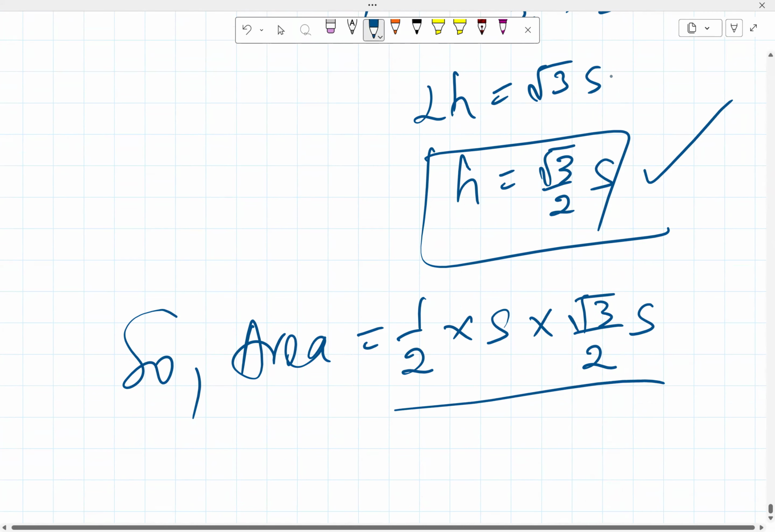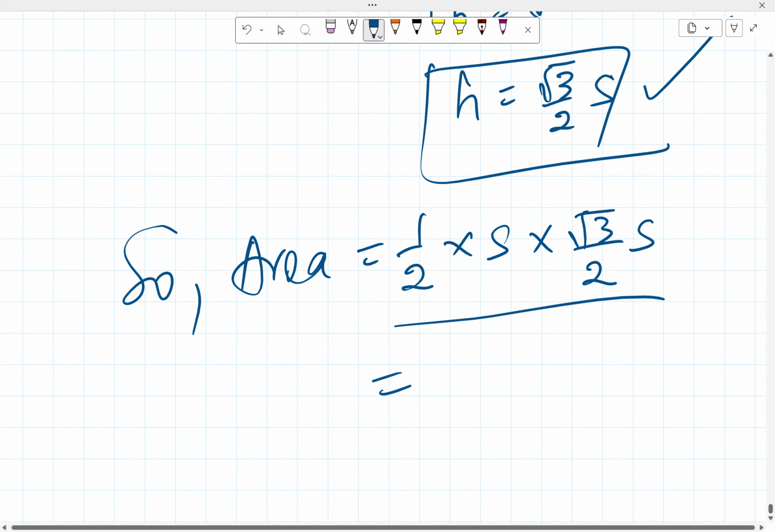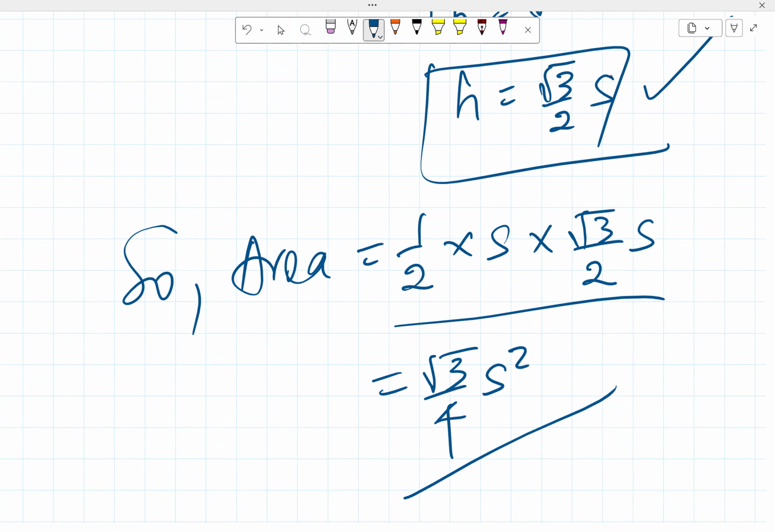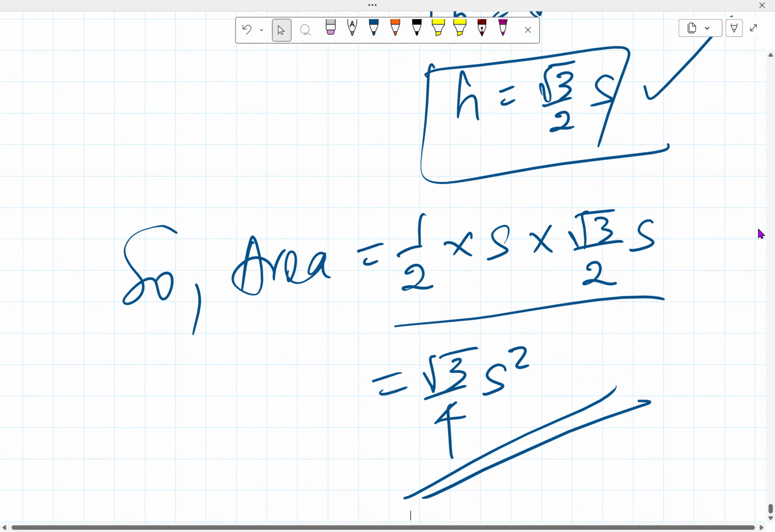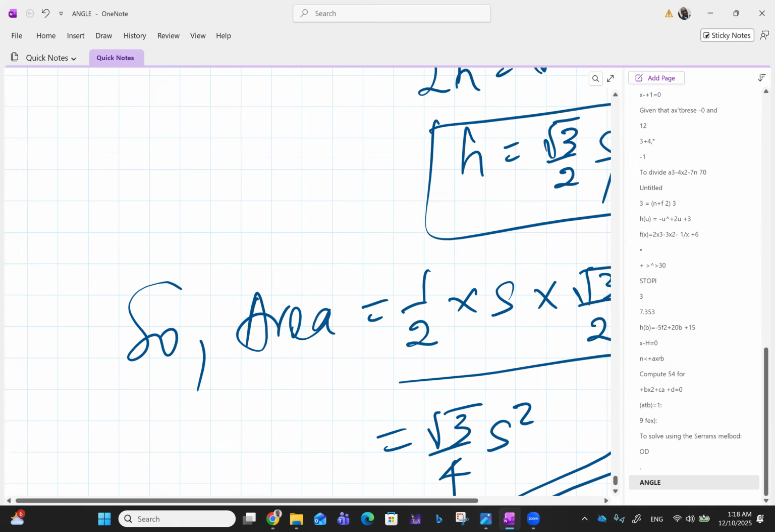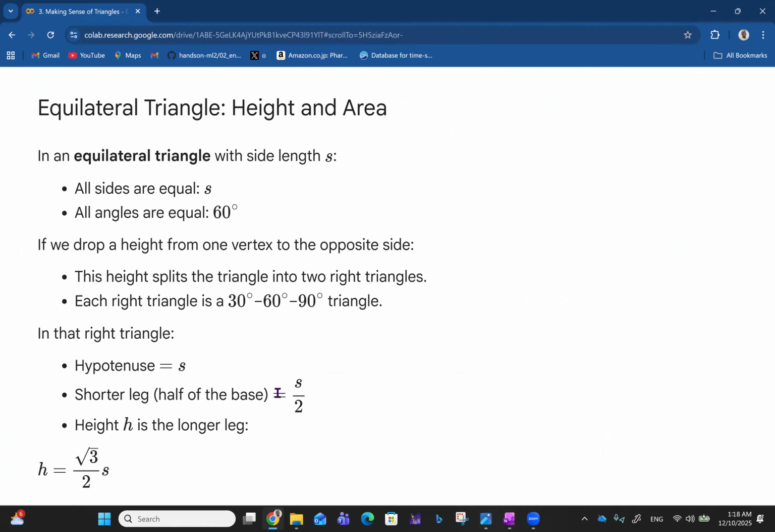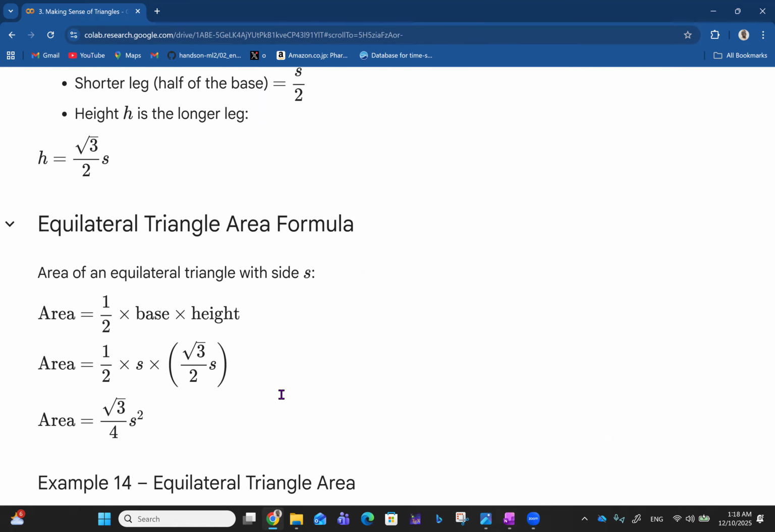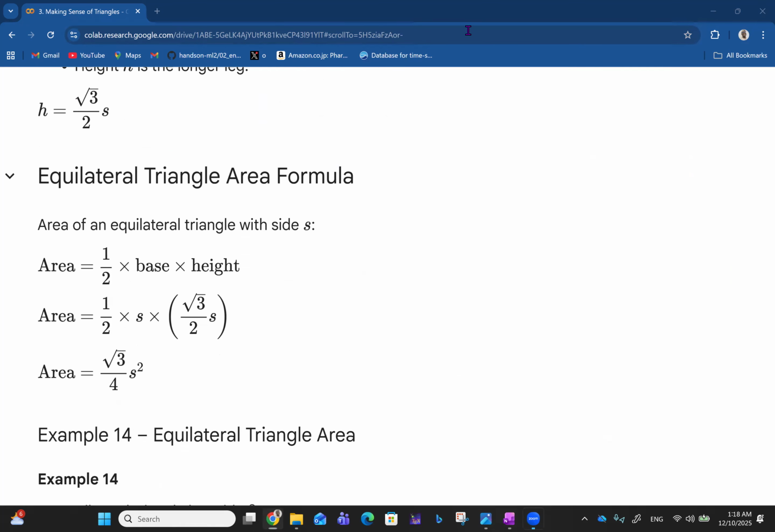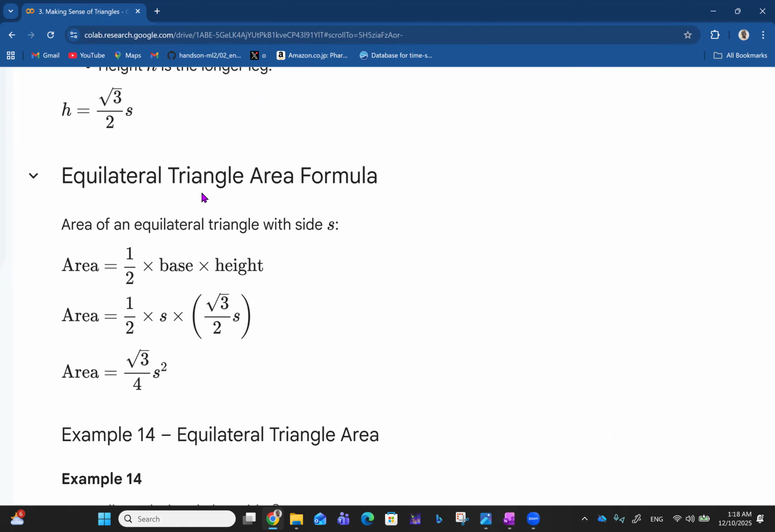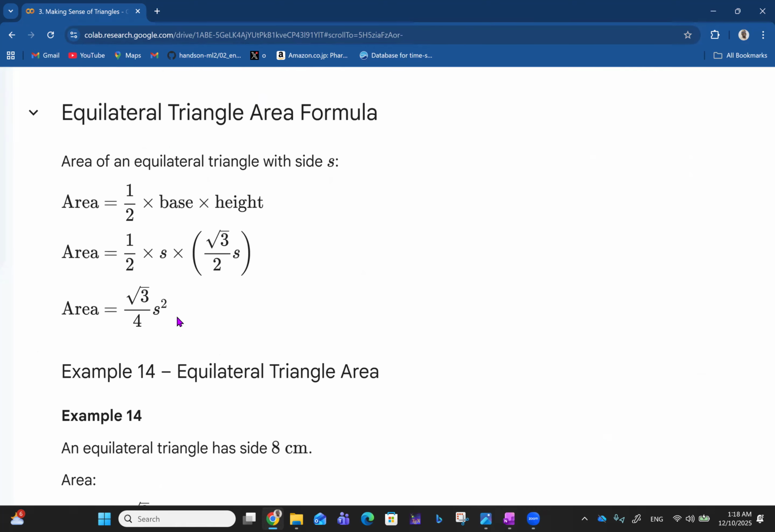So the area is half times S times root 3 over 2 S. That's root 3 over 4 S squared. That'll be the area of any equilateral triangle, root 3 over 4 S squared. But of course, it's not that deep most times. You can easily just find the height if you have the numbers and then you move on.